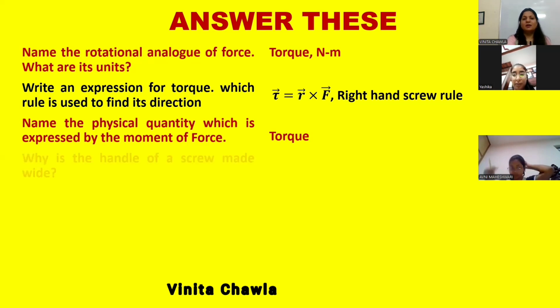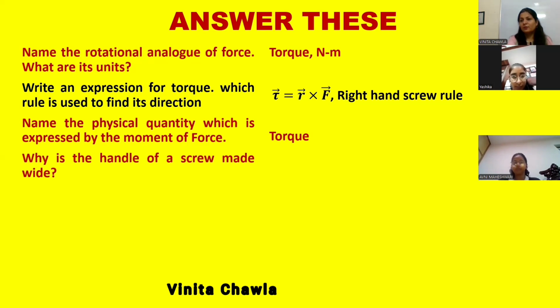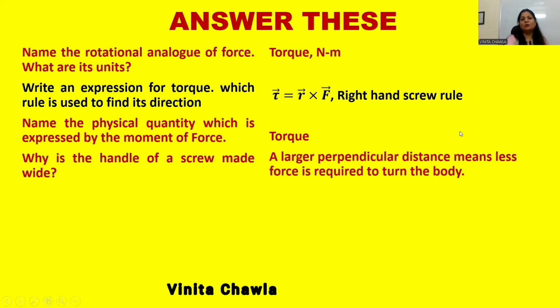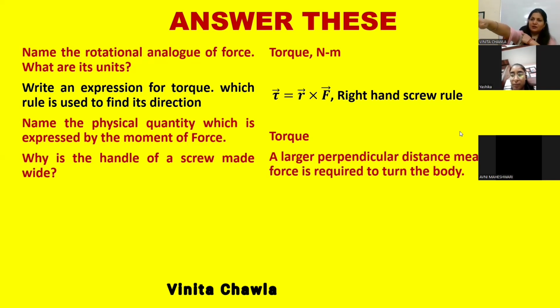Yes, answer is torque. Next question is, why is the handle of a screw made wide? Mudit, do you know the answer? No. See, why is the handle of a screw made wide? A larger perpendicular distance means less force is required to turn the body. See, if we increase the distance, then less force is required to move it because torque is R cross F. On increasing R, even if we apply less force, we can produce the same rotating effect.